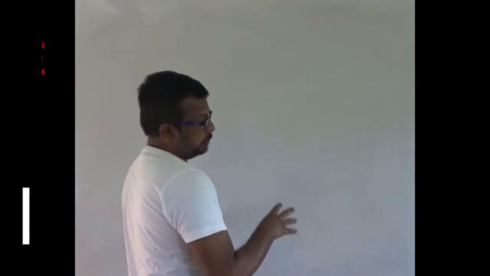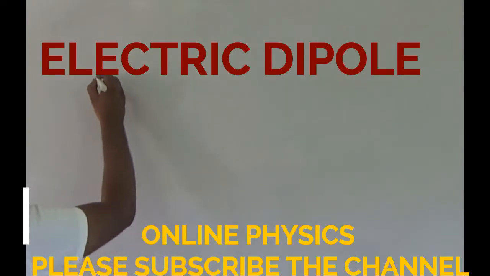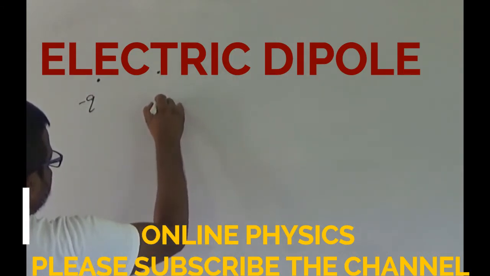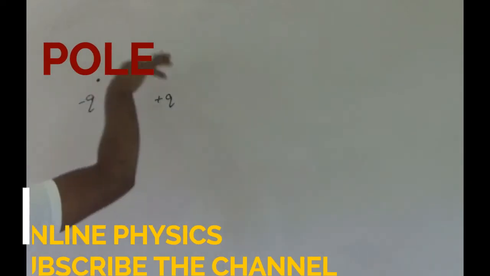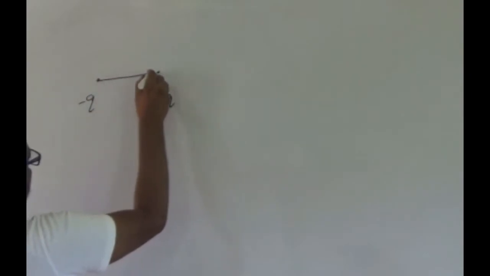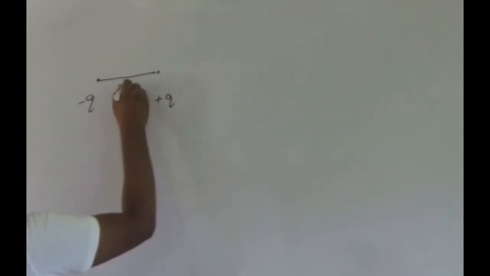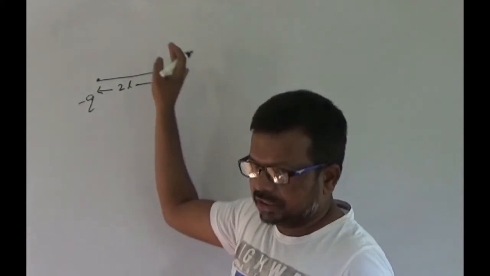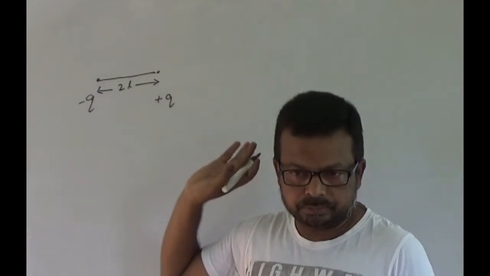Electric dipole. A pair of equal and opposite point charges separated by a small distance is called an electric dipole. That means if we place here a point charge minus q and here a point charge plus q, then this system is called an electric dipole, provided the distance between these two charges, which is taken as 2l, is very small.